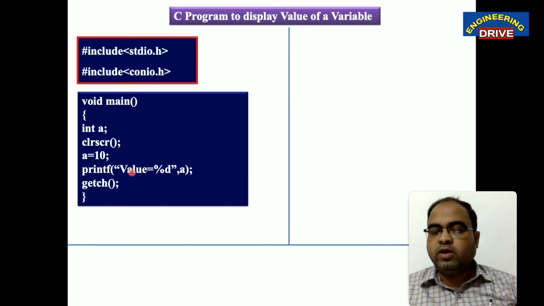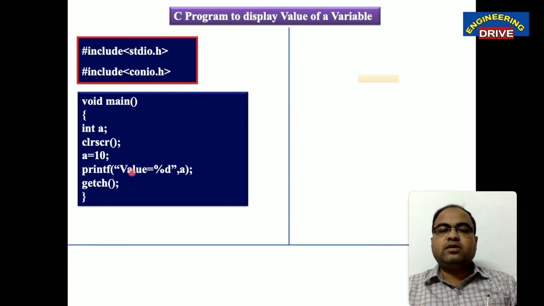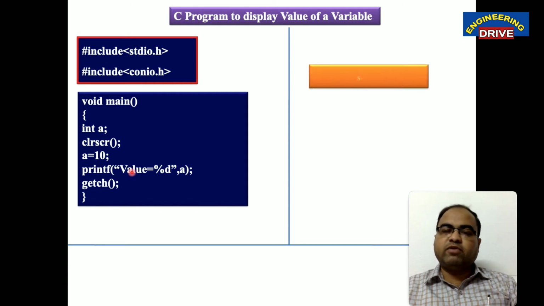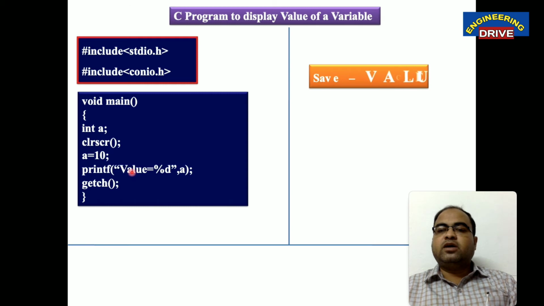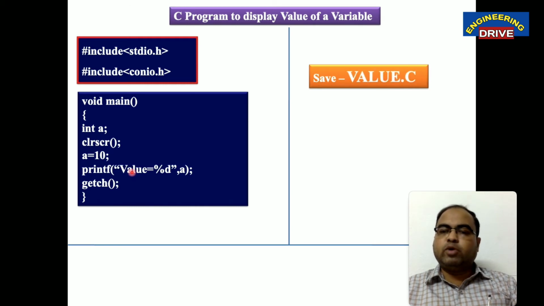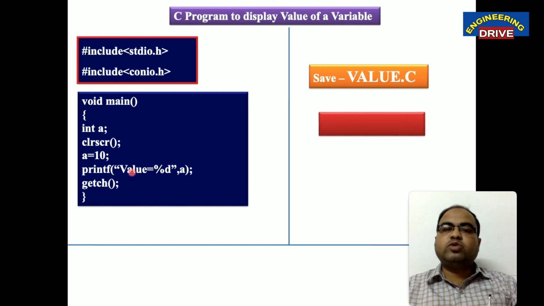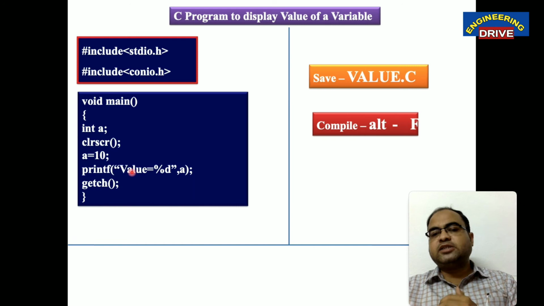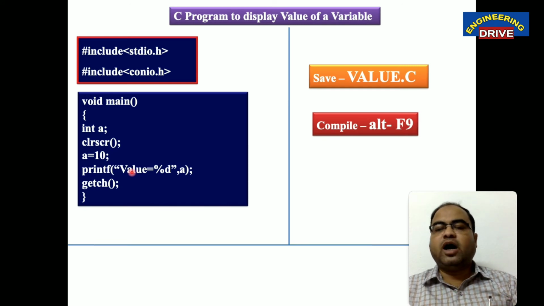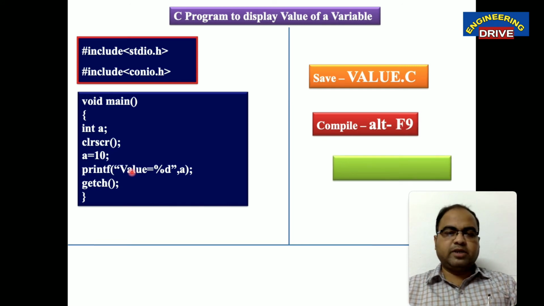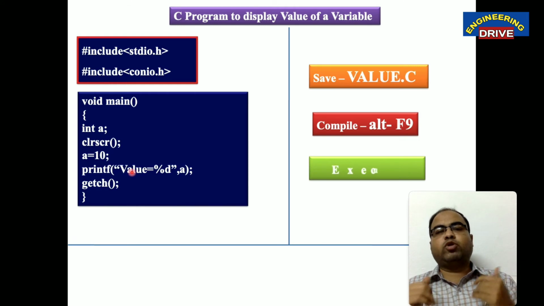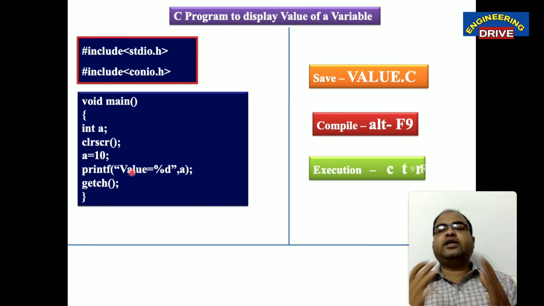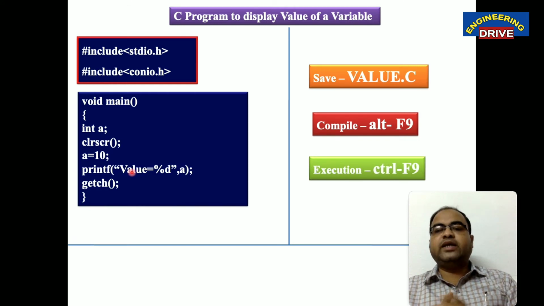Let us see now. The program has been completed. Next step, we need to save our program. Let us give the name of the program as value.c. Once the program has been saved, I need to compile the C program. What are the shortcut keys? Alt F9 in our Turbo C++. If there are no errors, the program will be compiled successfully. Then I need to execute the program, that is Control F9.